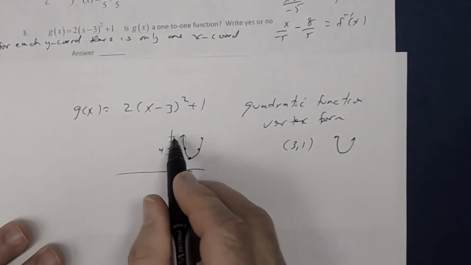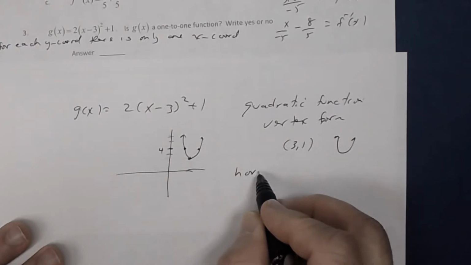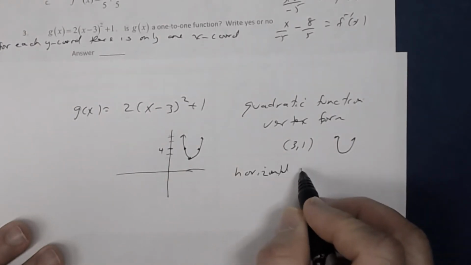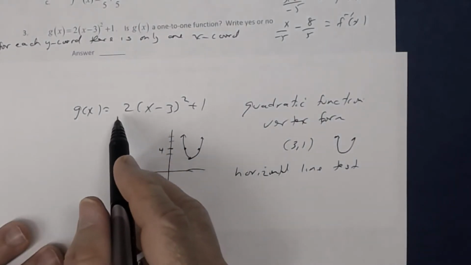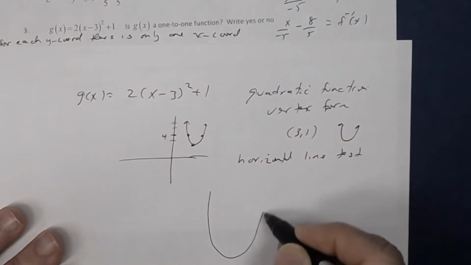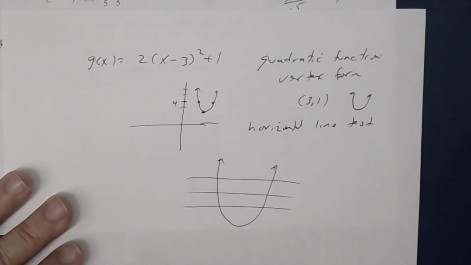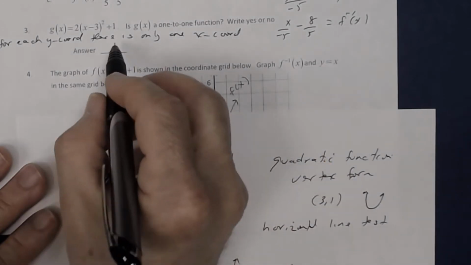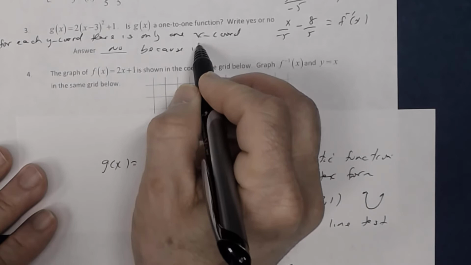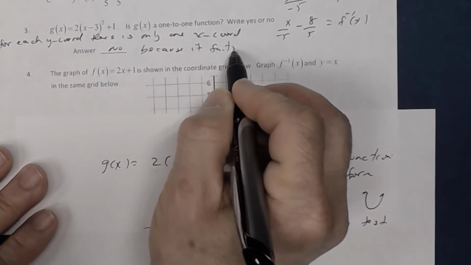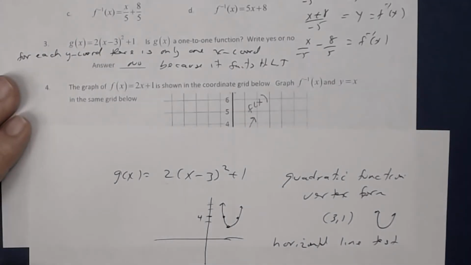Same thing for all of these. And in fact, remember we talked about the horizontal line test? Horizontal line test. And so this parabola, this quadratic function right here, doesn't it fail the horizontal line test? All right, so the answer would be no, because it fails the horizontal line test. Let's just write it like that. It fails because it fails the horizontal line test. Okay, so it fails the horizontal line test.